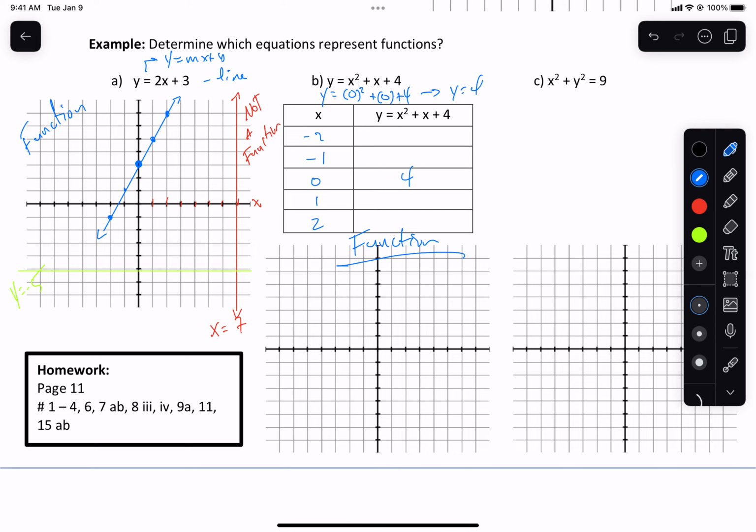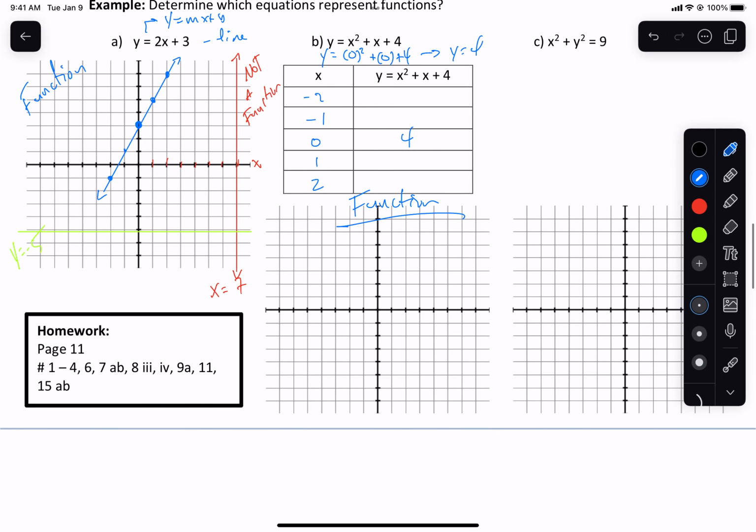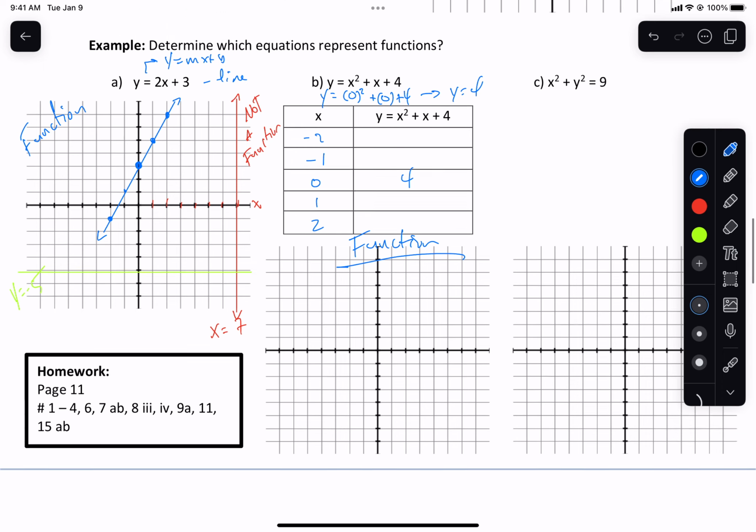All right, one more. Is this a function or not? We've discussed this already. It's a circle. Are circles functions? No. Right?